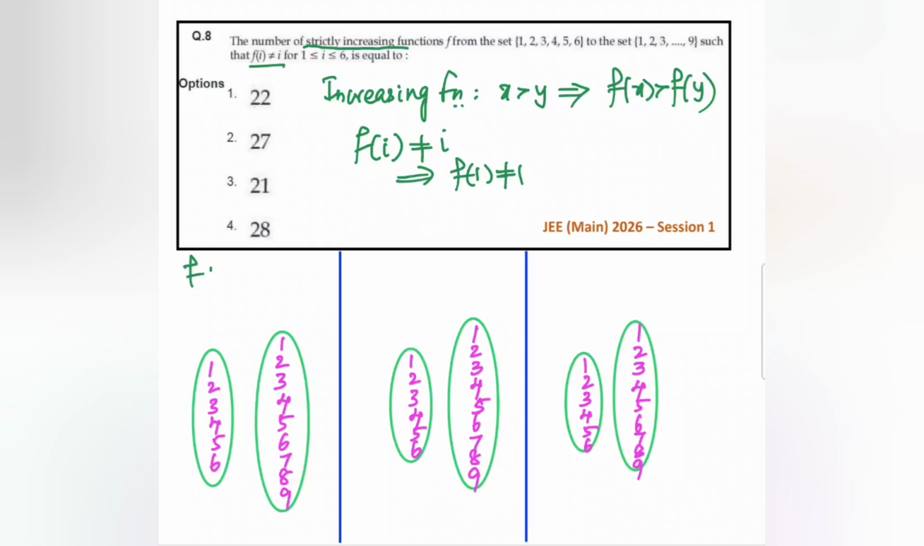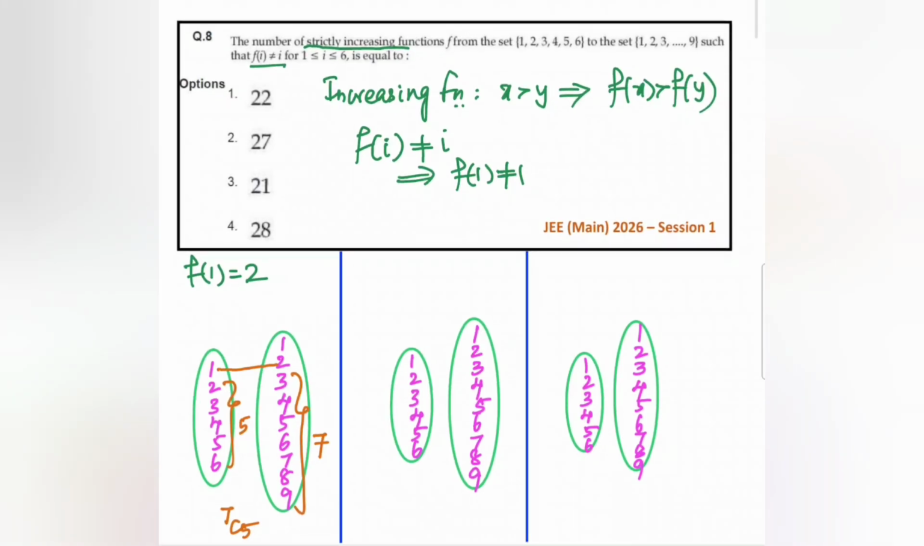So let us take the first case, f(1) is equal to 2. Once we take f(1) as 2, then out of the remaining 7 elements, 1 2 3 4 5 6 7, we have to choose 5 elements, so that is 7C5. And once you choose it, they can be mapped in only one way because it's given increasing function. So the least of these chosen 5 will be the image for 2, the second least will be the image for 3, and so on. So once you choose it, they can be mapped in only one way, please remember.